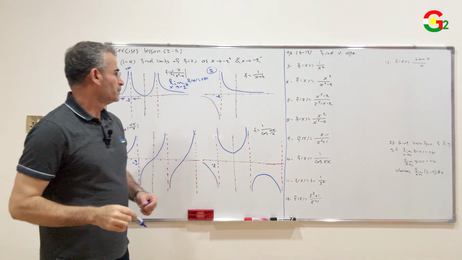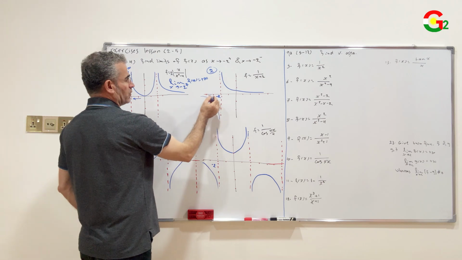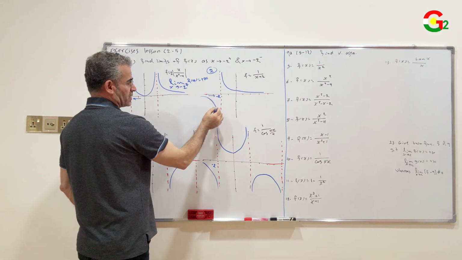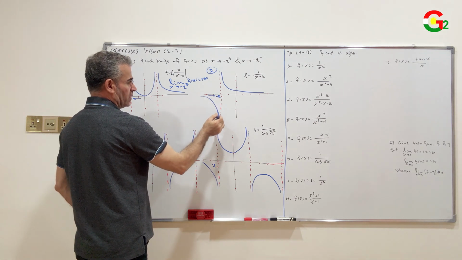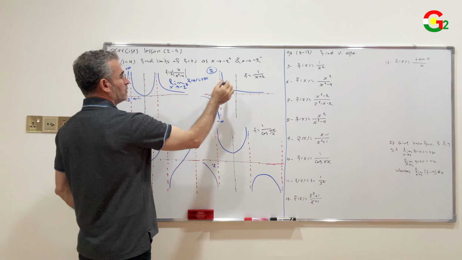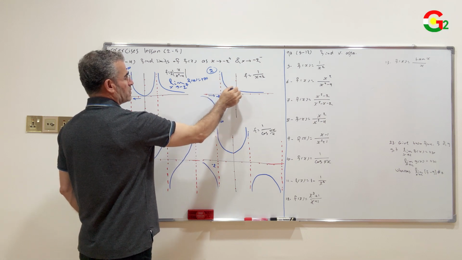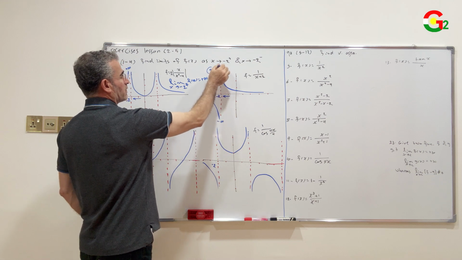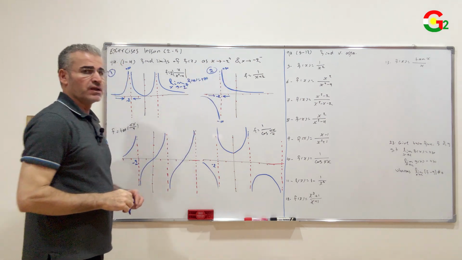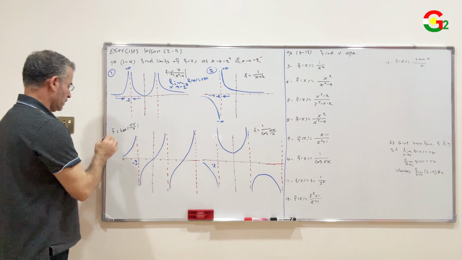Question number 2. When x approaches negative 2 from left, f of x goes to negative infinity. It is decreasing without bound. And when x approaches negative 2 from right, as you see here, the function goes to positive infinity. It is increasing without bound.